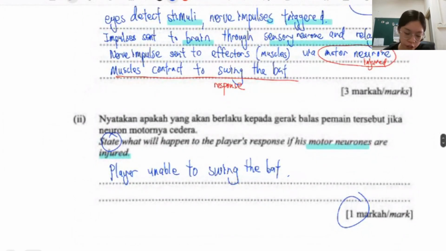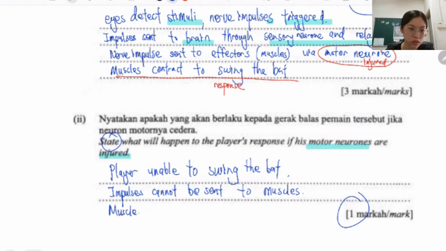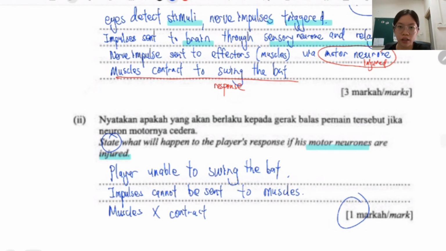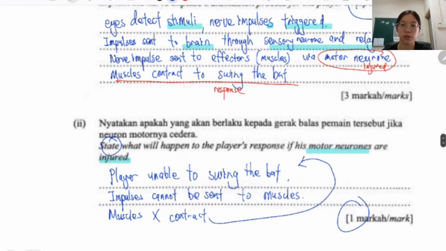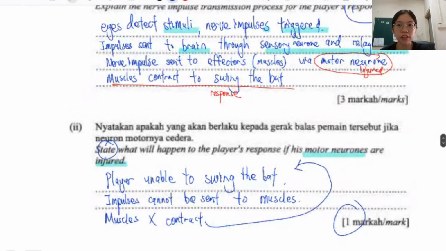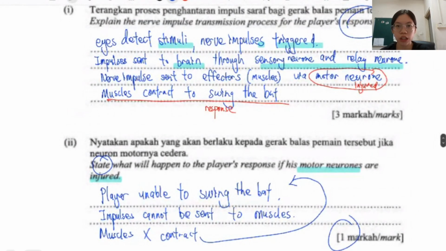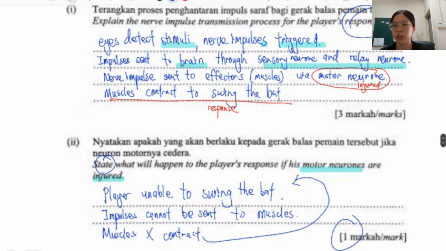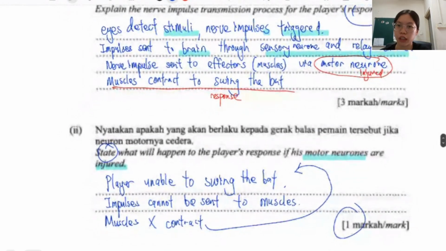But if they want you to explain, you can say it's because the nerve impulse cannot be sent to the muscle. So when there's no nerve impulse sent to the muscle, it cannot contract and relax to swing the bat. That's why he is unable to swing the bat. That's how it works. But he can still detect the stimuli because the sensory neuron, relay neuron, and sensory receptor all work well. Just that when it comes to producing response, the motor neuron fails to function.